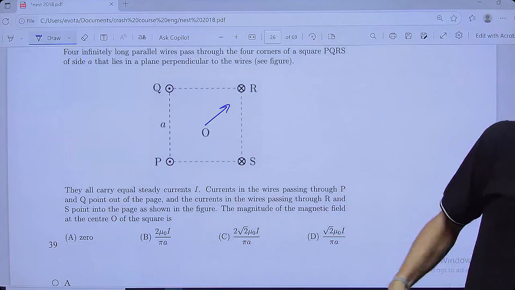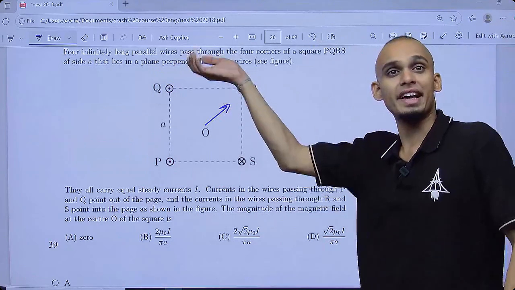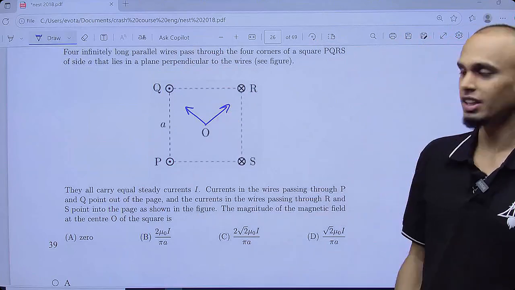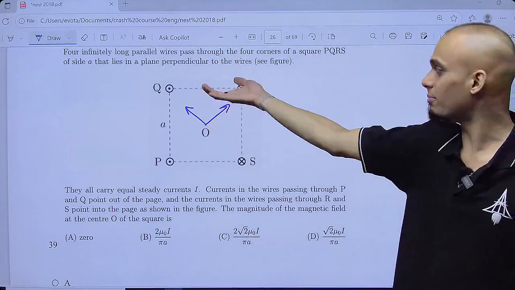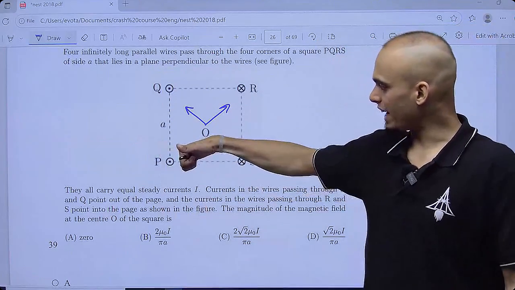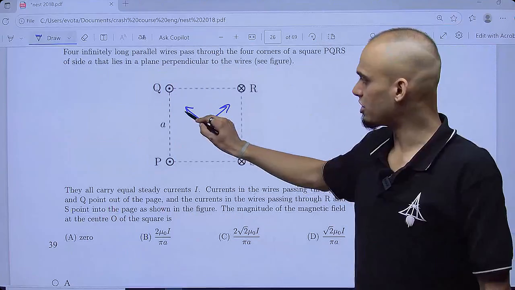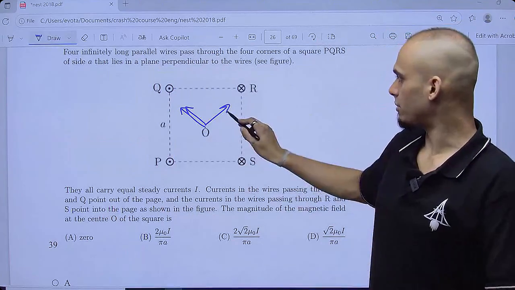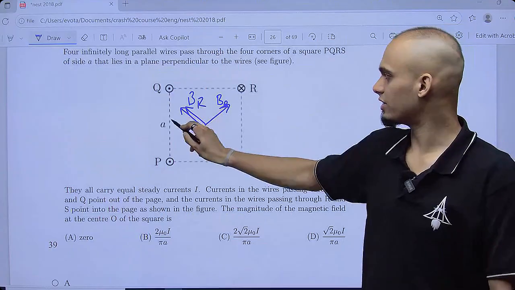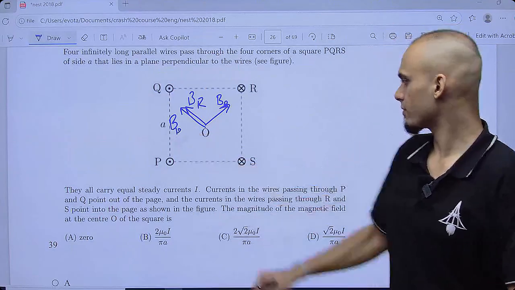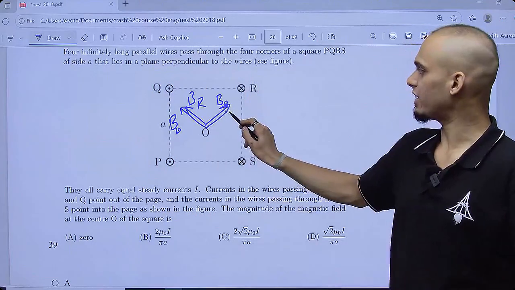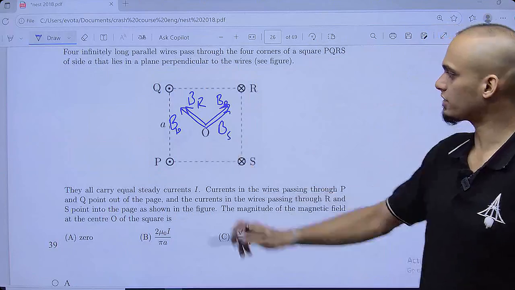And similarly, due to R, also we have a magnetic field, but along this direction. Simple right hand thumb rule, R goes inside, so magnetic field will be tangential at this point. Again, due to P, the magnetic field will also be tangential around this point. Let me label these magnetic fields. Magnetic field due to Q, magnetic field due to R, this is magnetic field due to P, and due to S, again the magnetic field will be tangential parallel to R, magnetic field due to S.